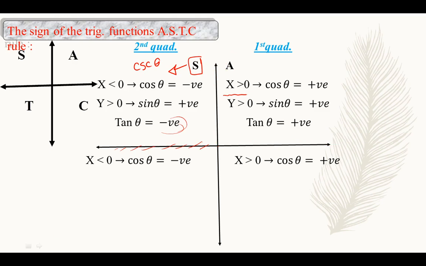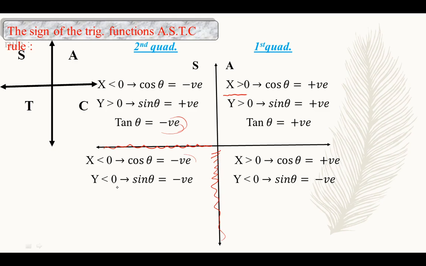Okay? In the third quadrant, x is negative and y is also negative. So in the third quadrant, x smaller than 0, x means cosine theta, its sign will be negative. And y smaller than 0, so sine theta is negative. Tan theta will be sine theta divided by cosine theta, negative divided by negative, which will be positive.